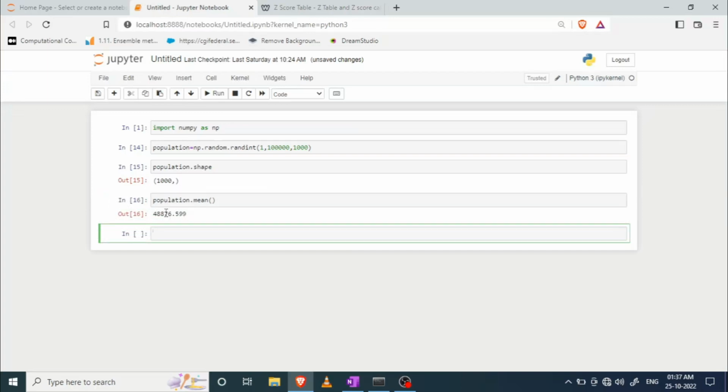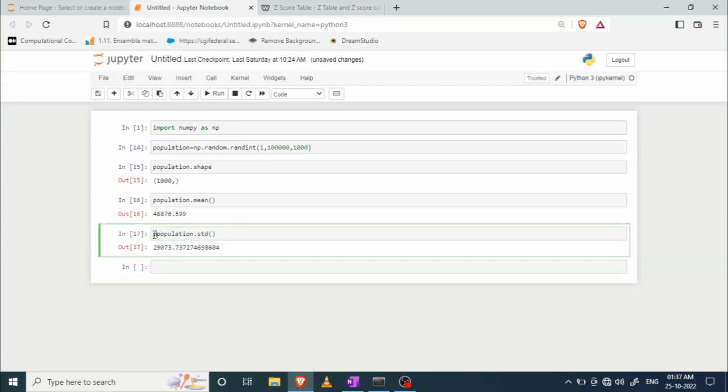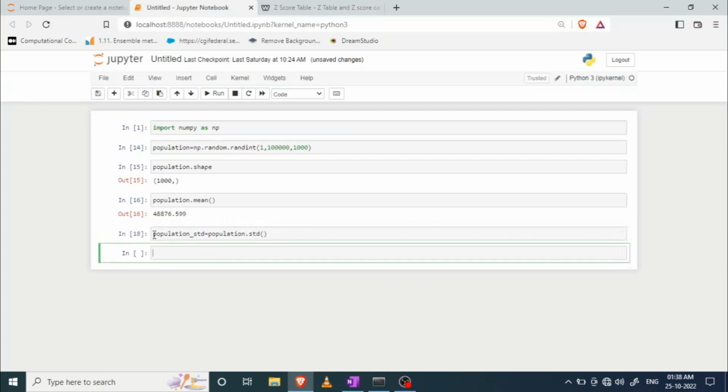Okay, so this is the mean of this population, and here I'm going to show you the standard deviation because we are going to use the standard deviation in our formula, right? Let me store this population std in this, right?